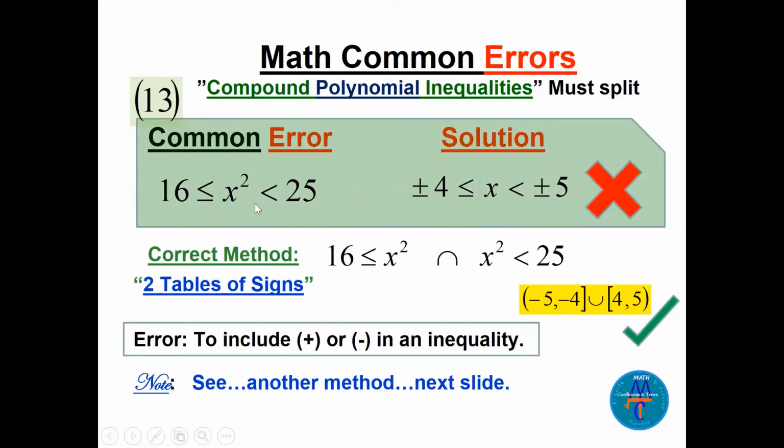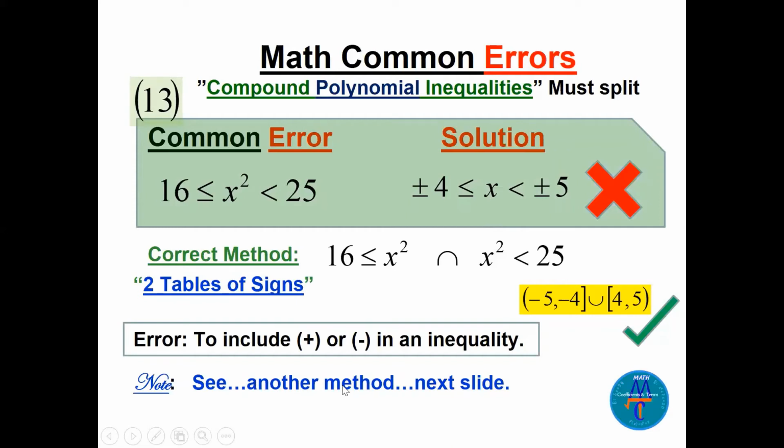The other way you can do this one, you can split it. See, two tables of signs. 16 less than or equal to x squared, you have to make intersection with x squared less than 25. You do this separate table of signs. Move the 16 here, greater than 0. Move the 25 here, factor it, less than 0. This is the solution. This is not the solution. That's wrong. This is the solution: open minus 5, closed minus 4, union, closed 4 to open 5.